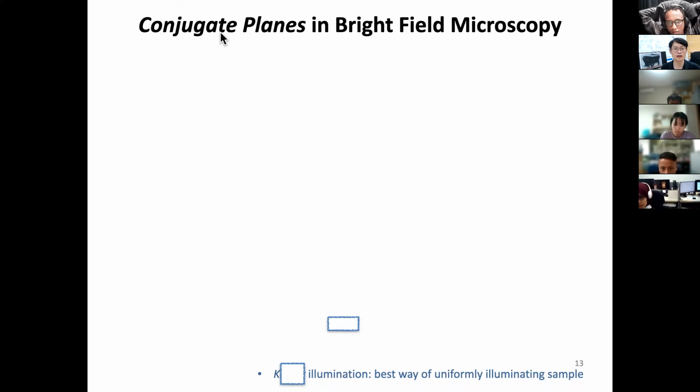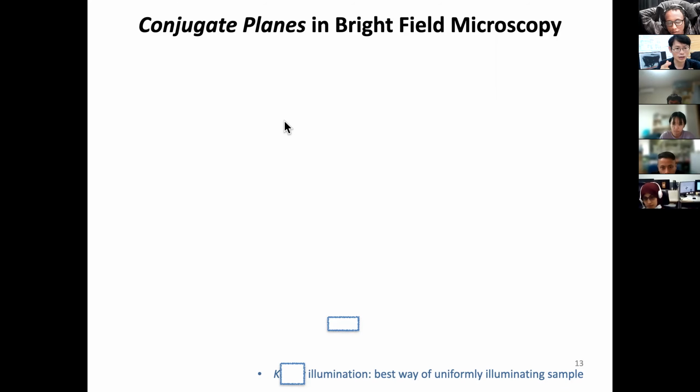And here comes something a little more complicated at first. So I'll deliver the conjugate plane concept in bright field microscopy. Pay attention here. I will describe it in two ways. One is the illumination onto your sample, which also goes back to your detector or eye. Think about illumination. Do you want to focus your illumination down onto the sample at one point? No, you want to shine your illumination uniformly onto your sample so that you can image.